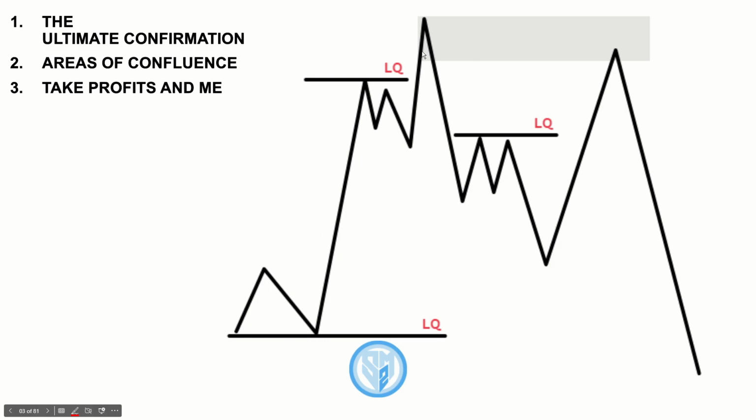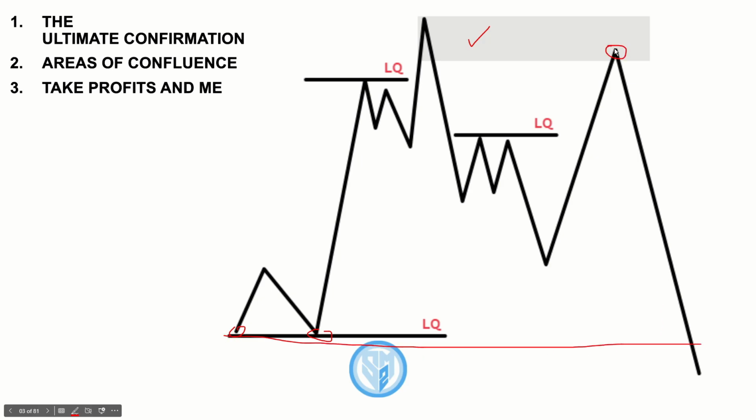If, for example, we're entering off of this supply zone and we can see a clear level of equal lows way off in the distance, we can say that this is a logical area for us to take our profits off the table. Why is that the case? That is the case because we know this area is going to act like a magnet for price.